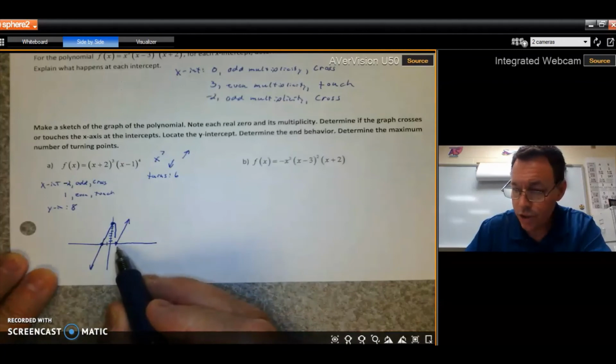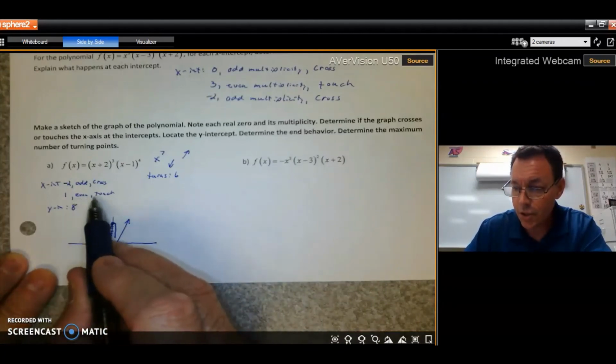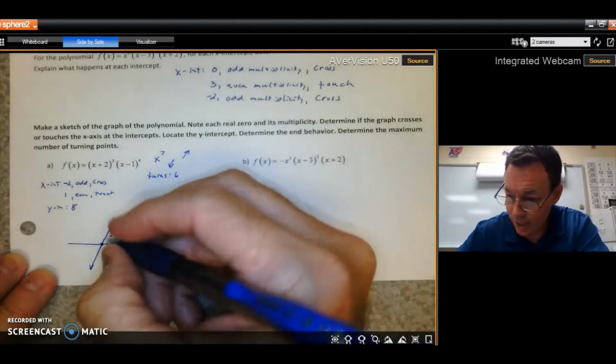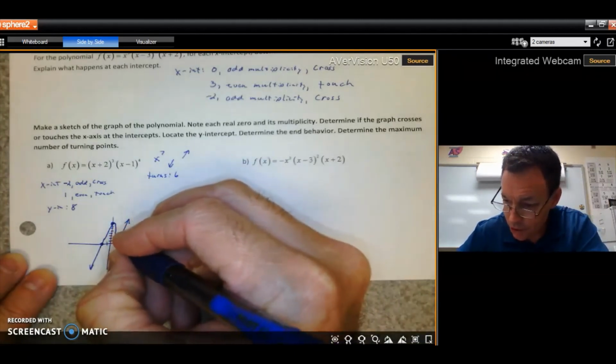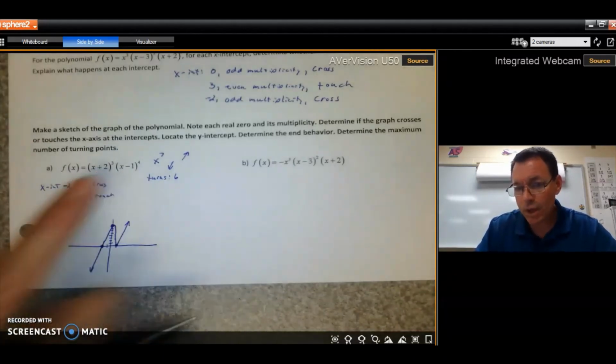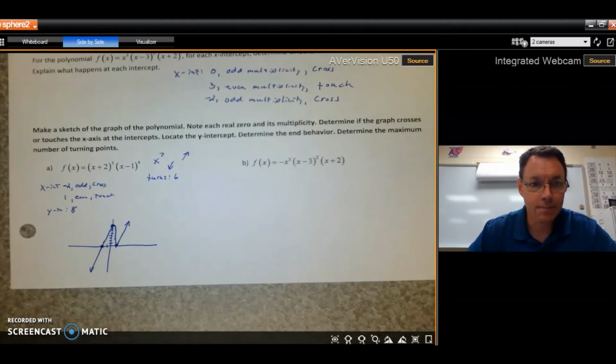And again, what should the graph do? It should touch. So we should not pass through to the other side. We should just come down, touch, and then turn back around. And that is an example of what this could look like. Okay? This is just a sketch. This is not an exact science, just a sketch.